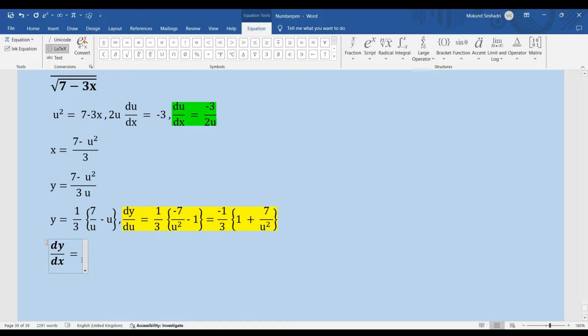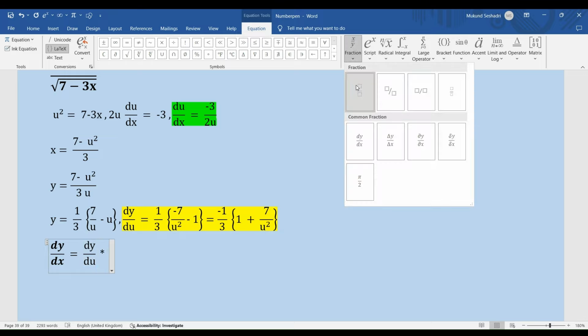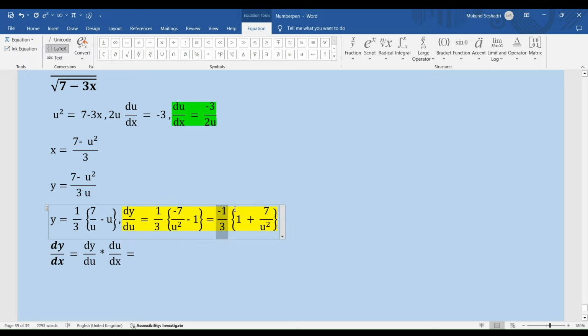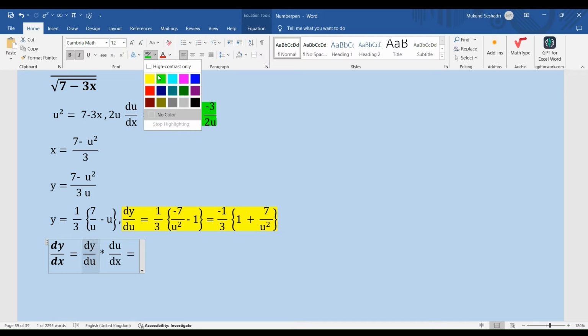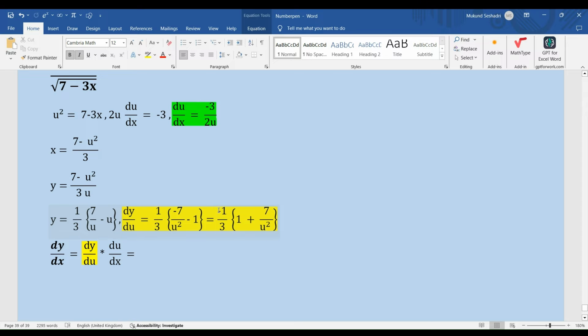My dy by dx is nothing but dy by du into du by dx. So my dy by du is something that I already worked out. So let us highlight that in yellow. I'm going to pick that up from the yellow expression which we worked out in the previous step, which is my minus 1 by 3 times 1 plus 7 by u square. And then into my du by dx is nothing but minus 3 by 2u, right?